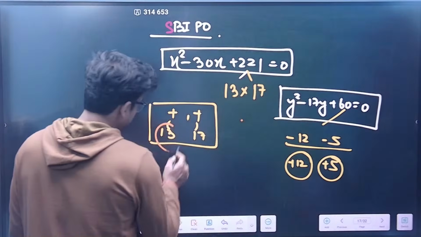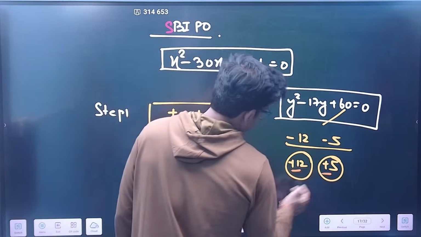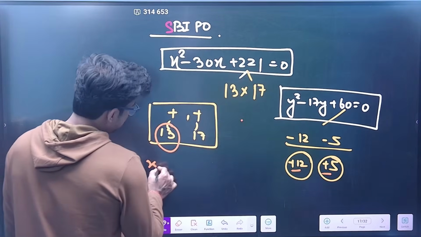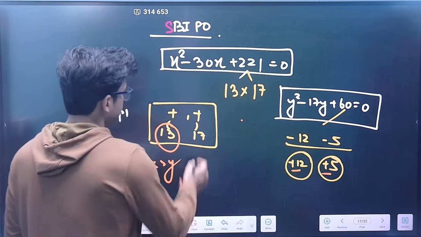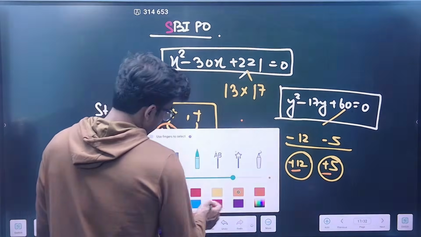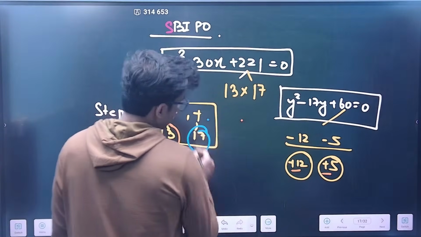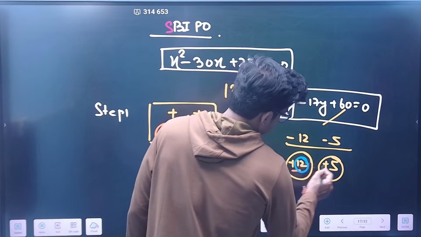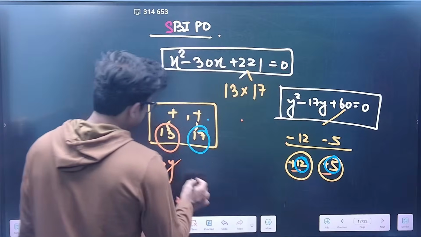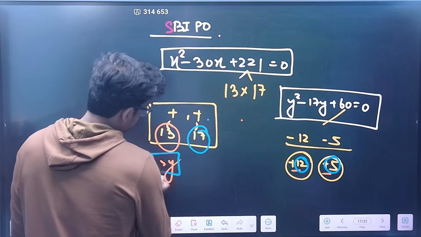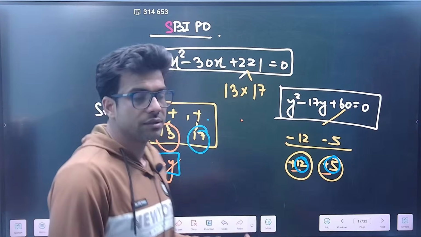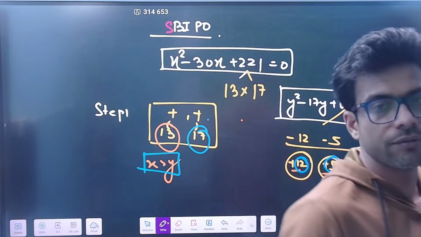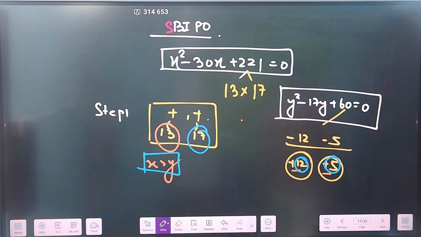If you put this 13, compare this with 12 and 5, you will find out x is greater than y. And if you put this 17, compare it with 12 and plus 5, you will get again x is greater than y. So always remember, in such questions, you need to compare each value to the other two values. Is it right? Everyone is getting it?